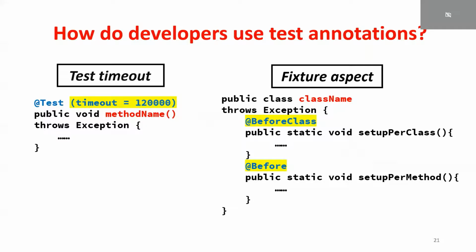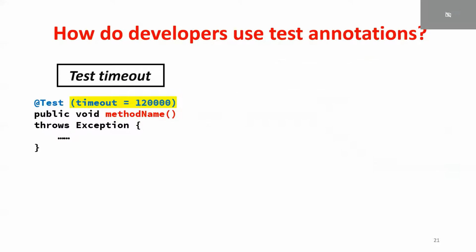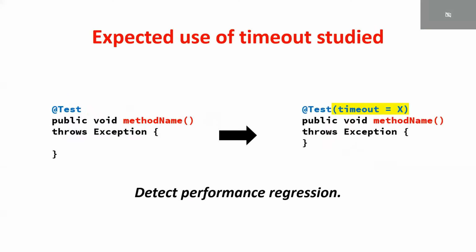First, we look at how timeouts are used in test. Here we look at some expected usages of test timeout and other interesting ways timeouts are used. The expected use of timeout is already encouraged by the design of the annotation. It is to ensure that the test finishes on time for detecting performance regressions.